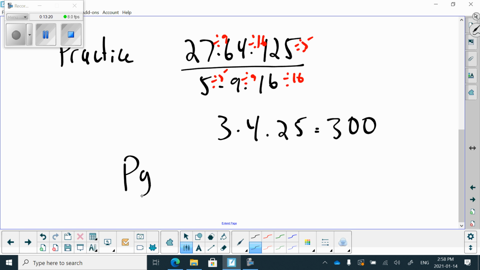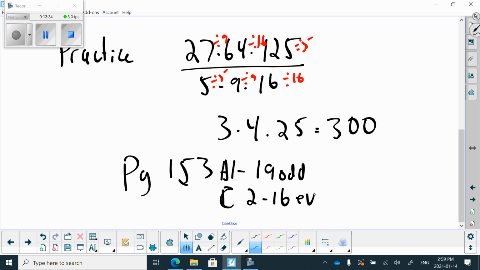Okay, your textbook, page 153, A: 1 to 19 odd, and then C, just to mix it up, 2 to 16 even.